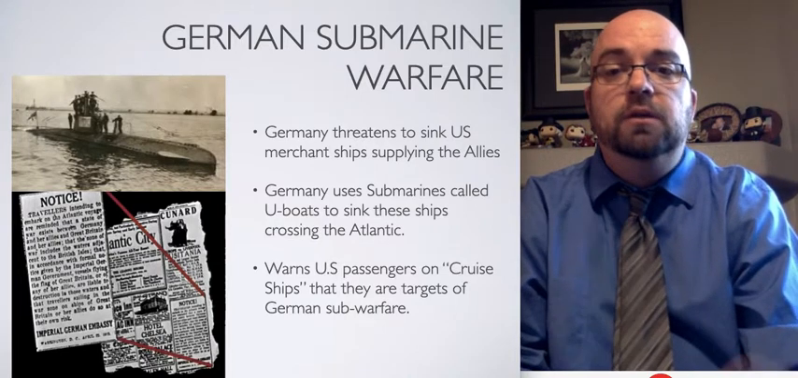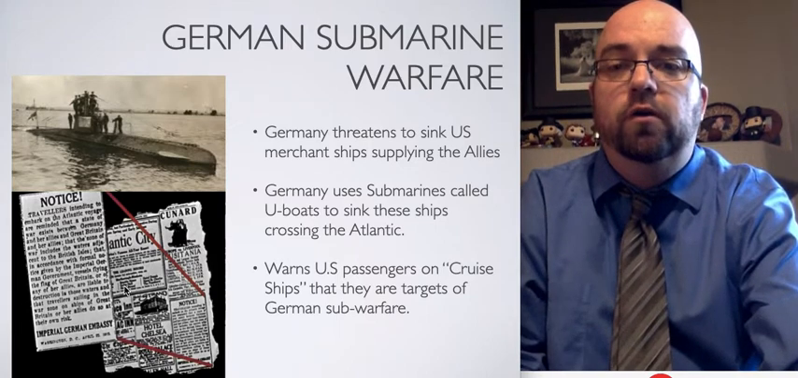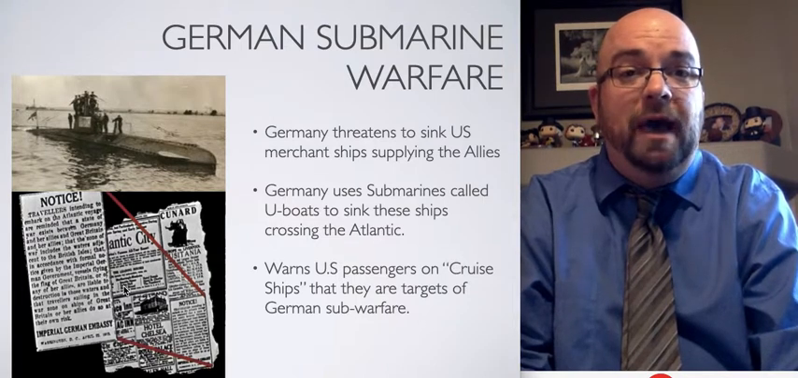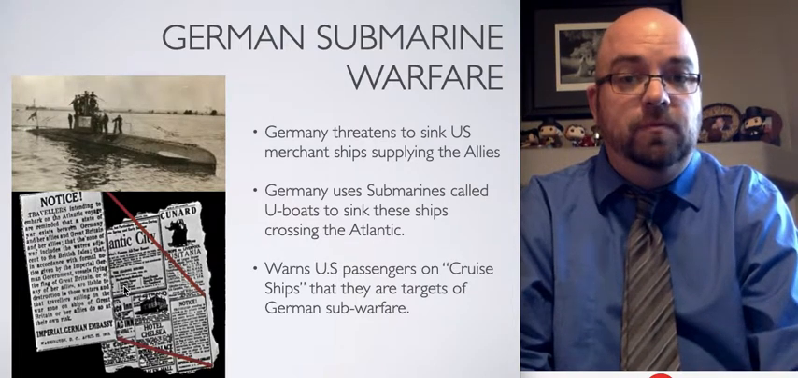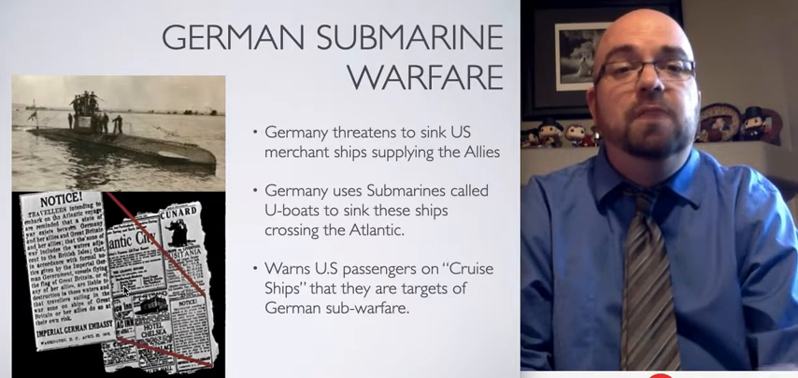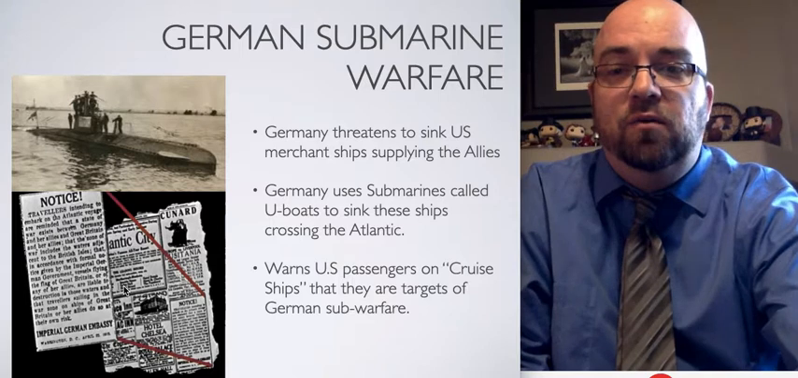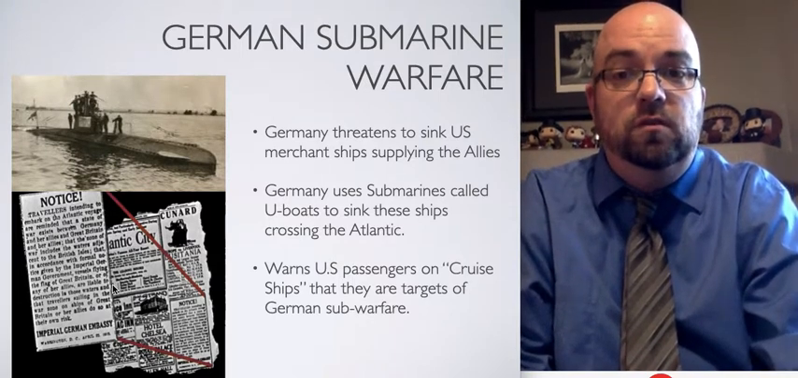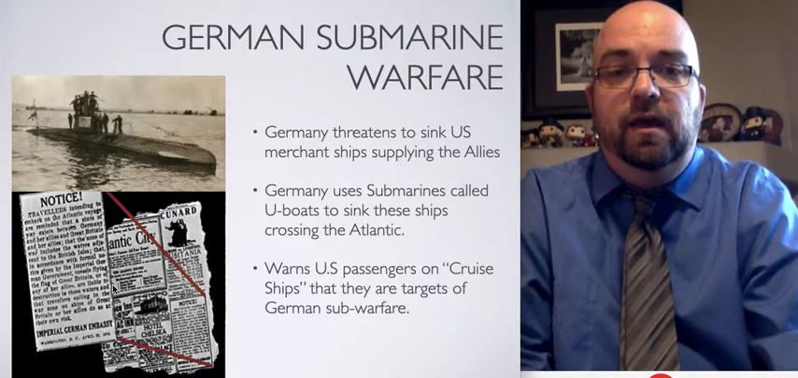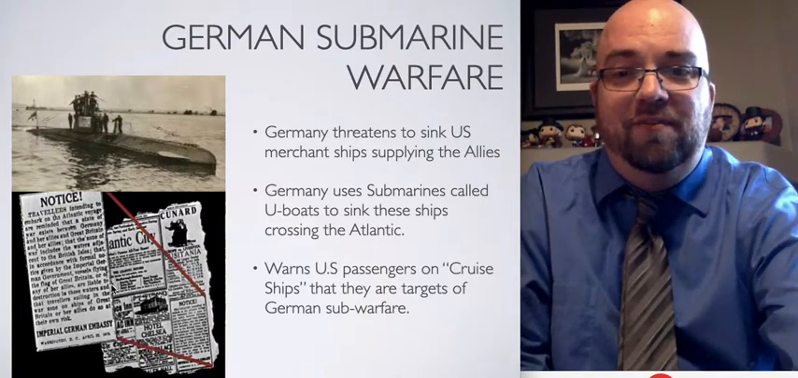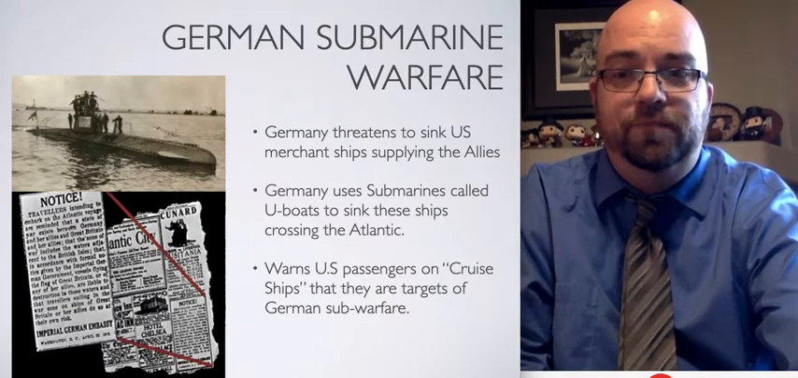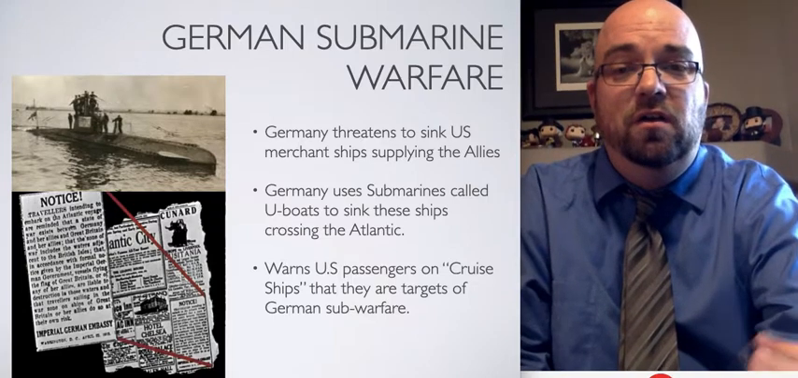In fact, the picture you see here in the lower left-hand corner was an advertisement that ran in a New York newspaper, warning passengers on board steamships that they could be subject to German submarine warfare. What's interesting about this particular advertisement is that right above this warning notice that the Imperial German Embassy put into this American newspaper, there is an advertisement for a ship called the Lusitania, which is going to have a very important role in this next series of events.